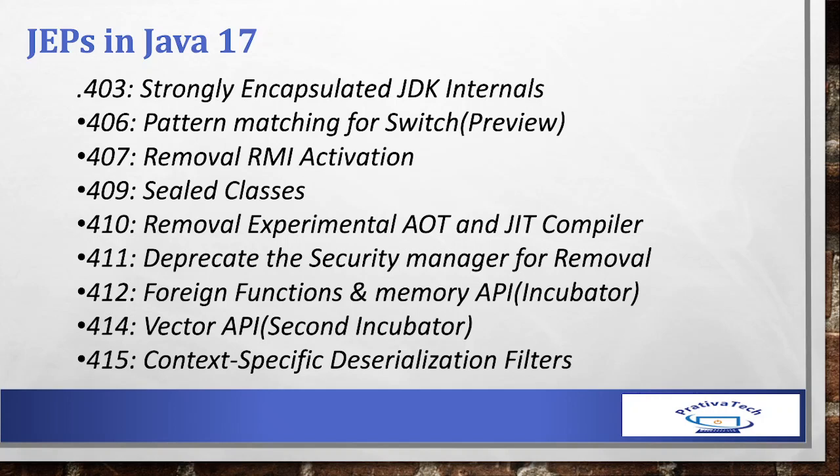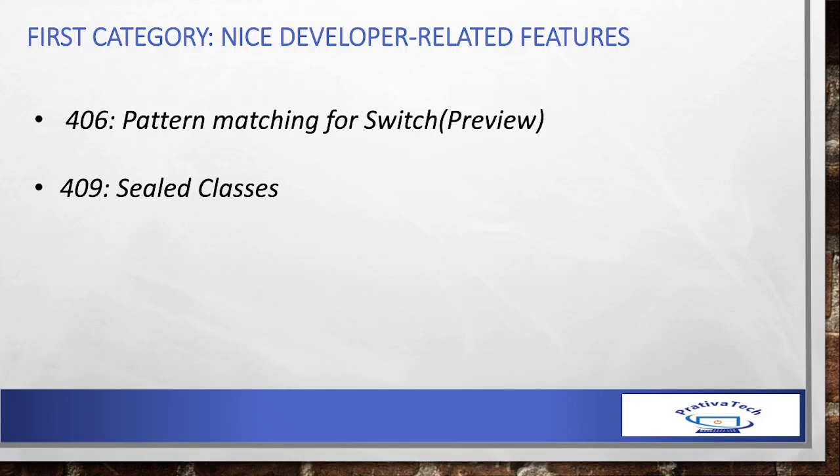If you look at all the JEPs from the developer's perspective, we can see very few major updates have been added because Java is on a 6-month release cycle. All the JEPs can be broadly classified into 4 categories. First category, nice developer-related features. Under this category, JEP 406 pattern matching for switch and 409 sealed classes are placed.